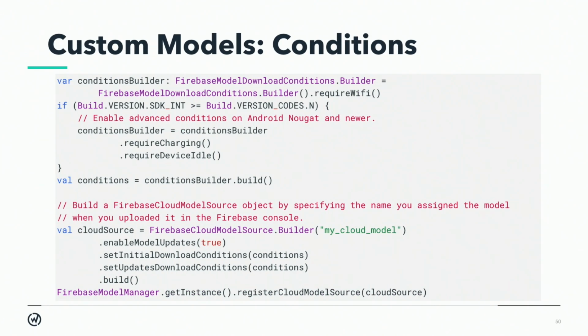And then here's how you can set those download conditions that we talked about. So you can require Wi-Fi, you can require charging or an idle device, and then you pass those parameters to the conditions builder. And then on the Firebase Cloud Model Source Builder, you can pass those conditions as initial ones, or you can use those conditions for model updates only. And then finally, register cloud model source is how you choose which model is going to be used for the cloud option.